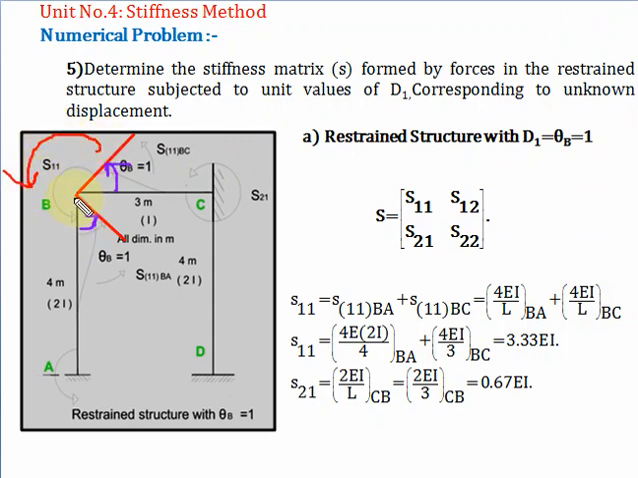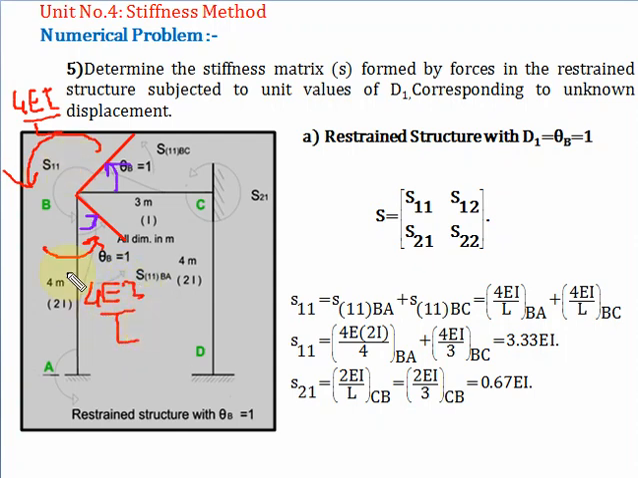So at support B, two members are connecting. One is BA, second one is BC. Now this is the moment in member BC, and this will be the moment in which member? It will be in BA. So what will be the value? It will be 4EI upon L. And here also what will be the value? The value will be 4EI upon L. Okay.